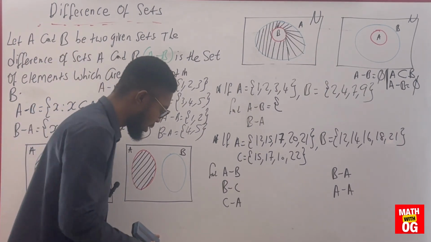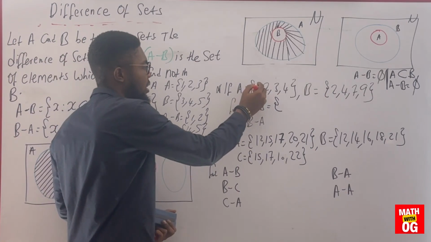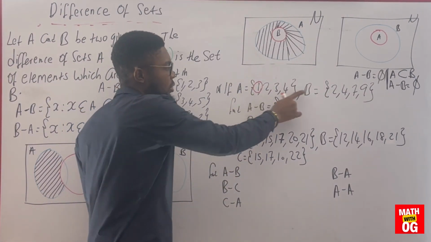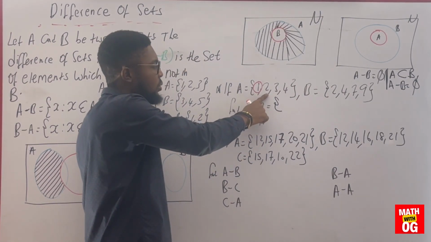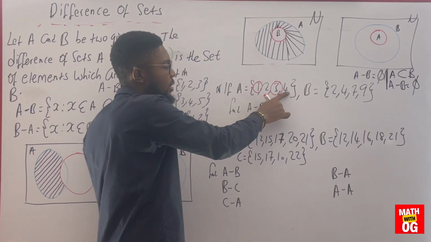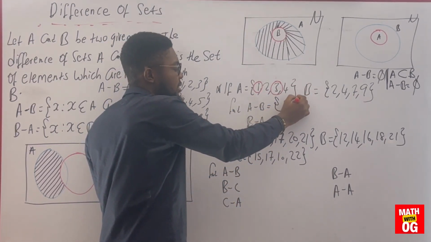So let me take my red marker and list out everything we have in A that are not in B. I have 1 in A, 1 is not in B. I have 2 in A, 2 is in B, so I won't circle that. I have 3 in A, 3 is not in B, so I'll circle that. I have 4 in A, 4 is in B, so my answer should be {1, 3}.